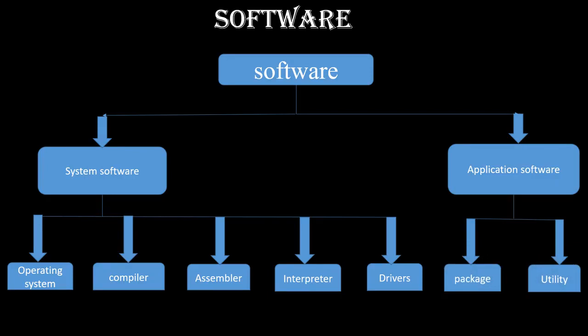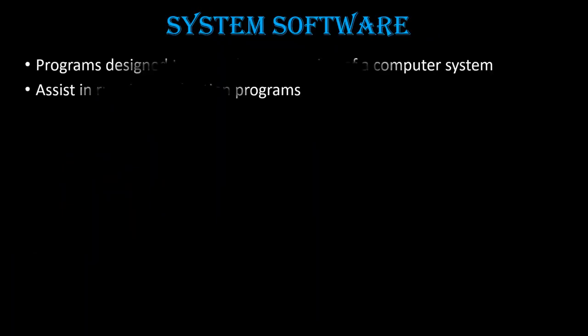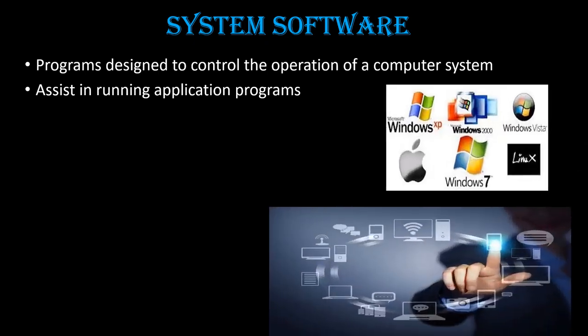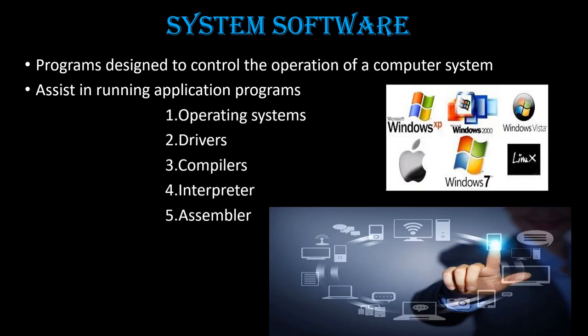Let's see the explanation about system software. System software refers to the programs that control the operations of a computer system. This system software program assists to run the application program. This system software is only used to assist the application program. It consists of operating system, drivers, compiler, interpreter, and assembler.